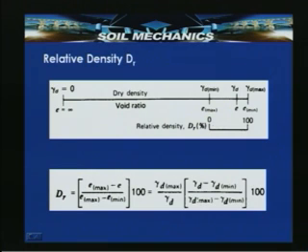This can be indicated in percentage, and Dr is equal to (e max minus e) by (e max minus e minimum) into 100, and it can also be indicated in terms of unit weights as Dr equals (gamma d max by gamma d) into (gamma d minus gamma d minimum) by (gamma d max minus gamma d minimum) into 100. This gives the possible degree of compaction of coarse grained soils.